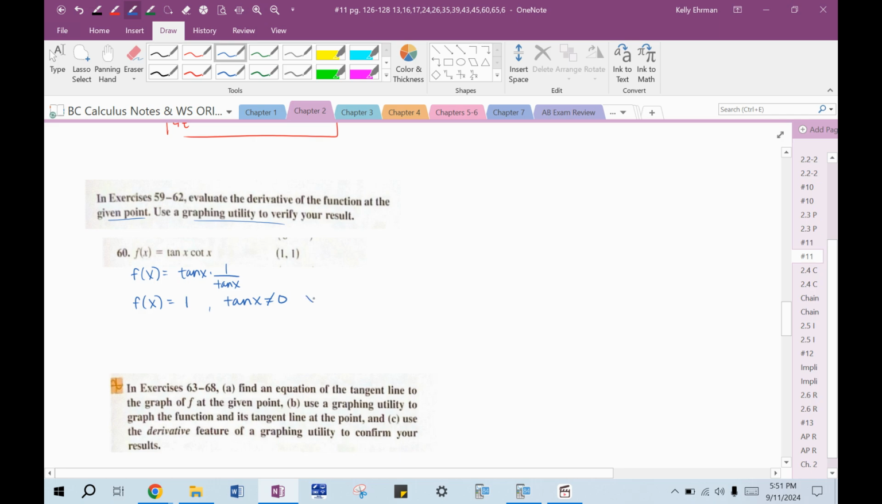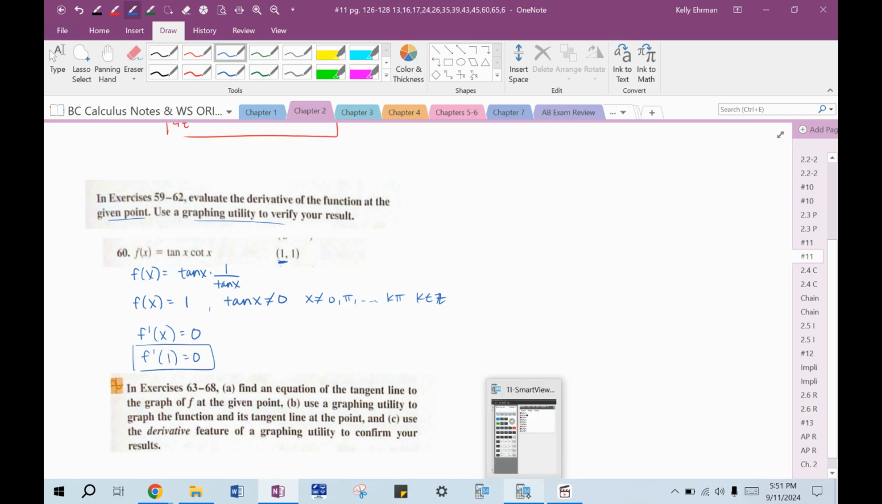So that just means that x can't equal 0, pi, 2 pi, 3 pi, or whatever, k times pi, if k is an integer. But they're not asking us to plug in a multiple of pi. They're asking us to plug in 1. So what is f prime of the constant function? It's equal to 0. So f prime of 1 is also equal to 0.